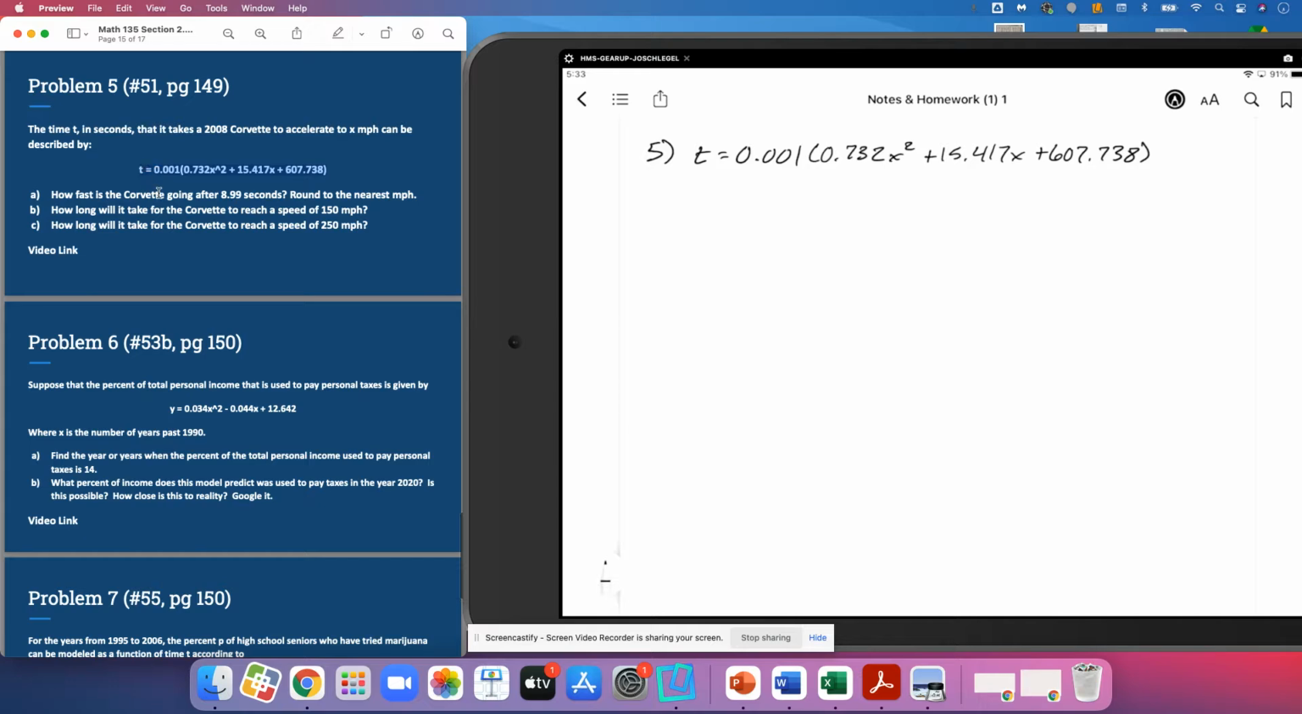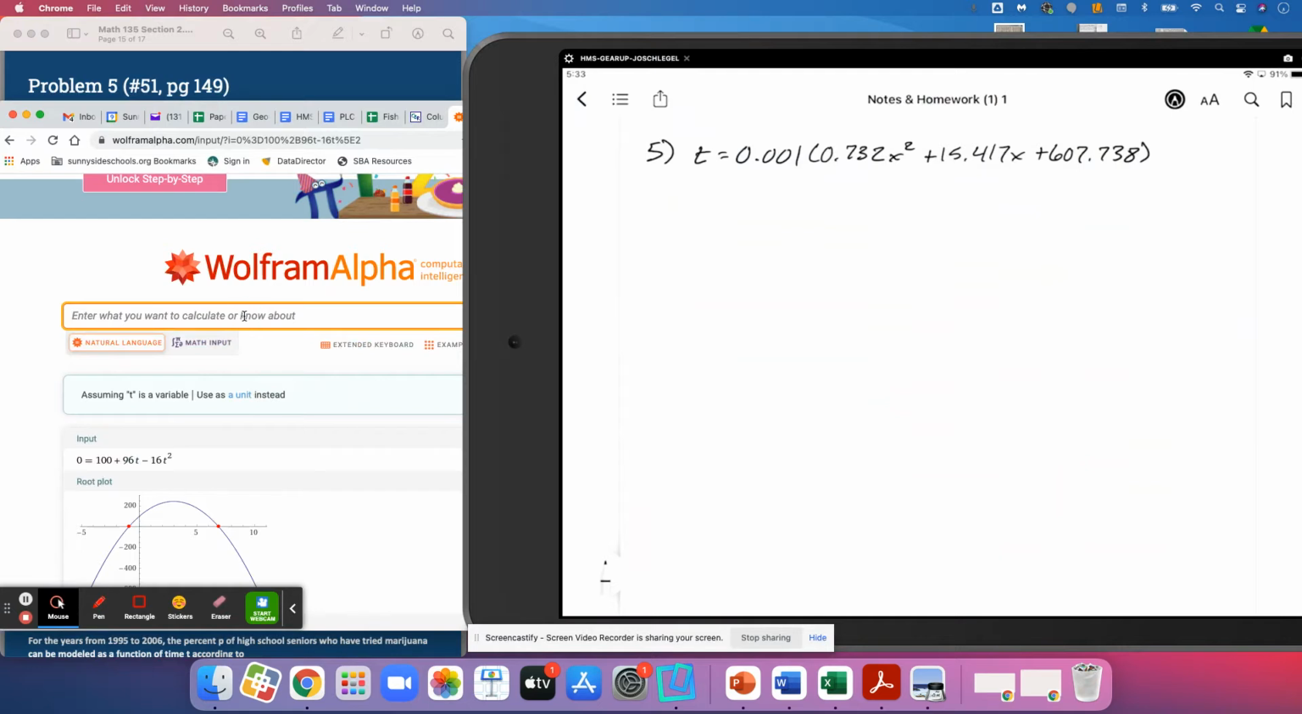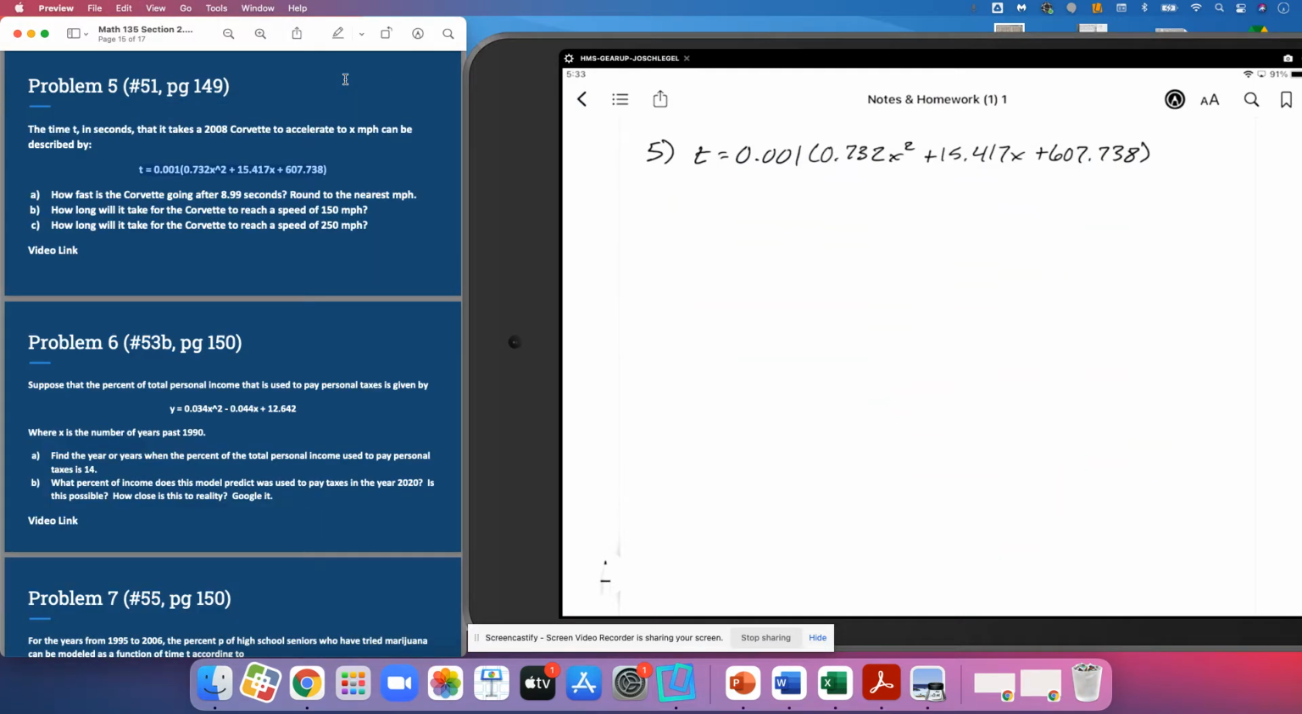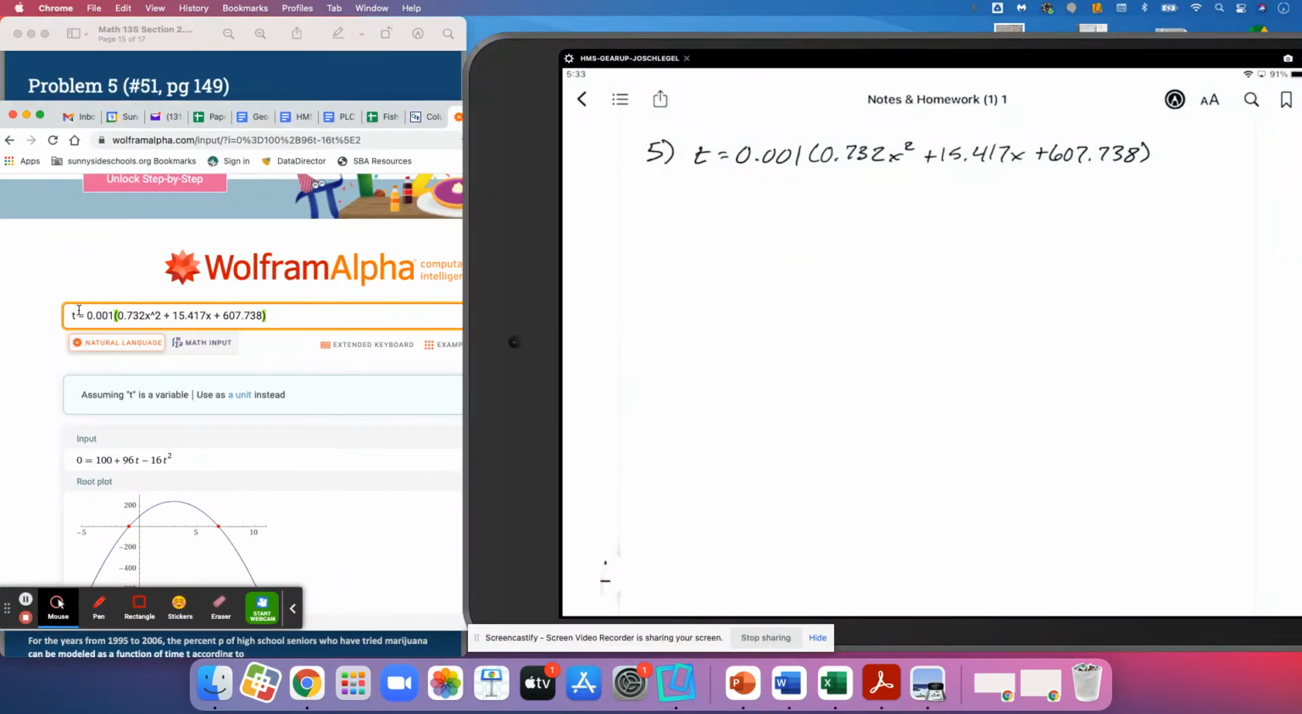What I will recommend that you do to get this into Wolfram is just copy it right out of my presentation and paste it into Wolfram. That will save you some headache. And our first question A is going to be, how fast is the Corvette going after 8.99 seconds? Typically the 8.99 seconds would go in for X, but in this case, X is representing miles per hour. So we do need to put that 8.99 in for T there on the left side.